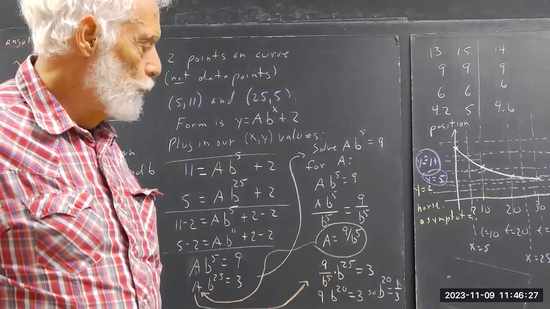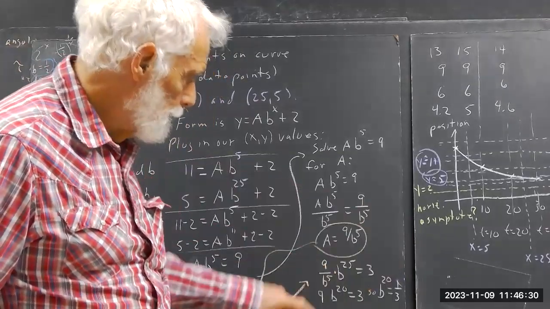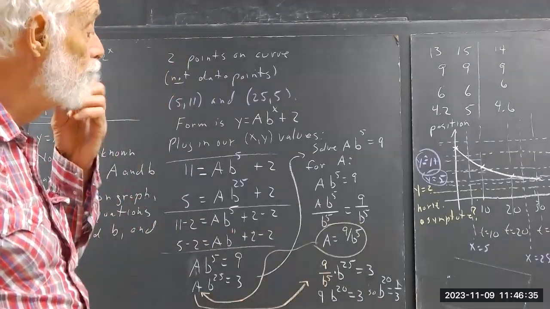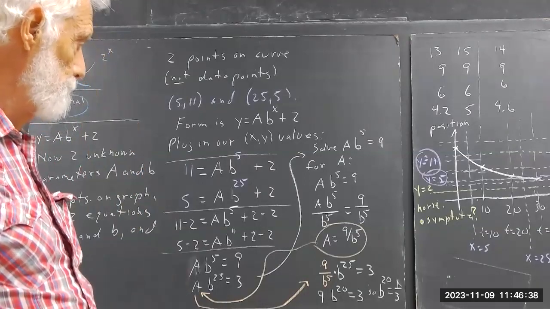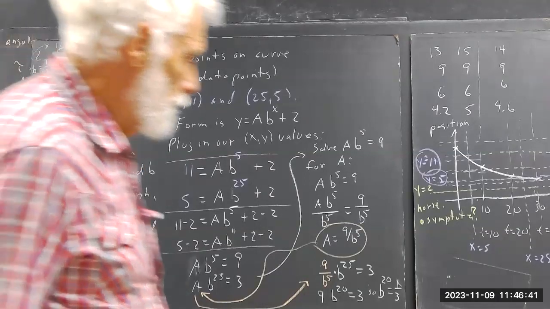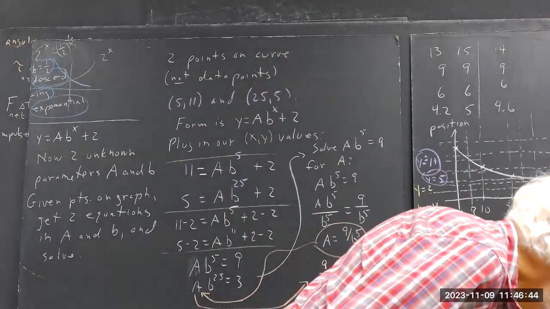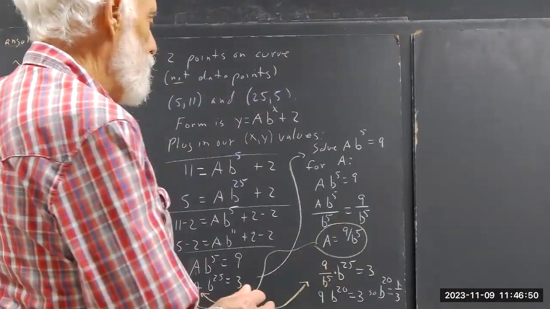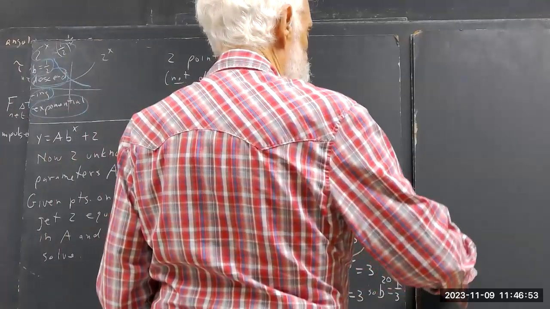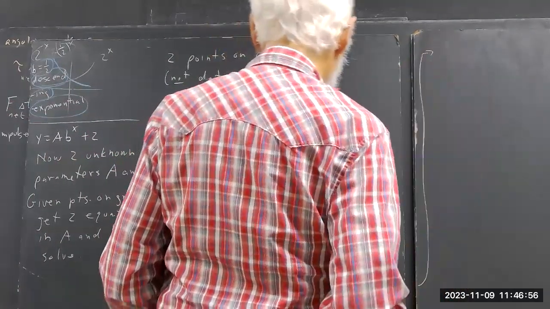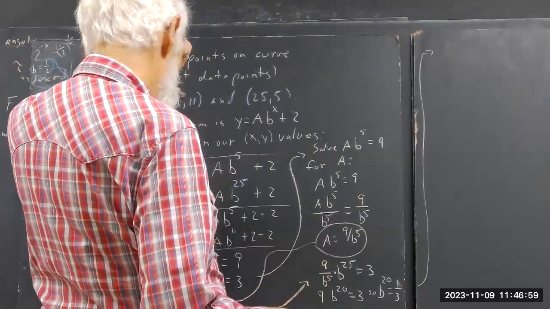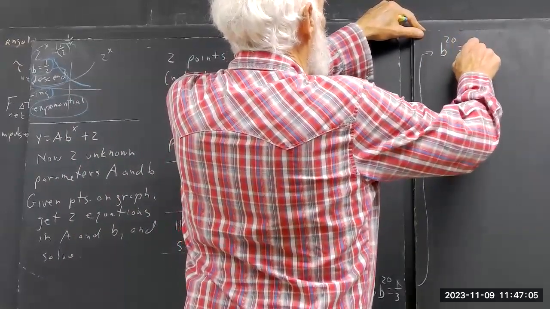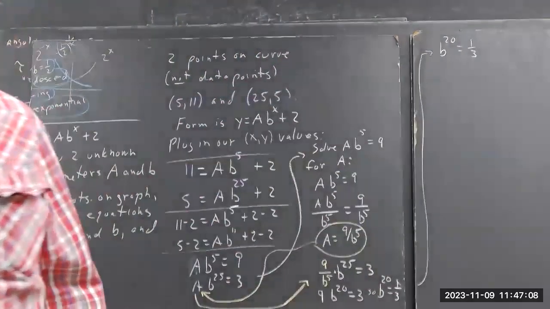So b to the 20th equals 1/3. Now I just wrote that down, but you divide both sides by 9 and you get 1/3 over here. Okay, I don't like to write here because it's in the lots of board. Otherwise, we want to continue this. So we take this up here. So we have b to the 20th equals 1/3.